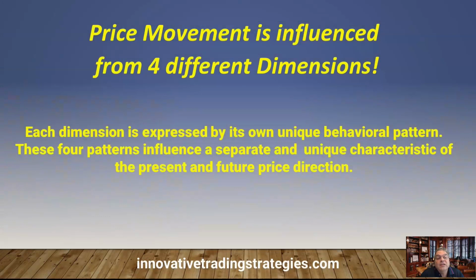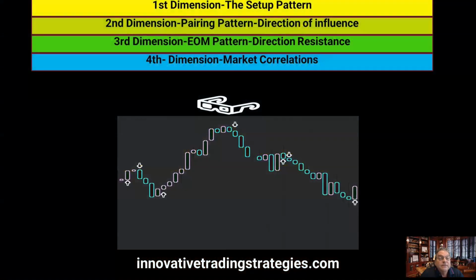So basically, price movement is influenced from 4 different dimensions. All right. There's actually a 5th dimension, but that's not part of core. We'll talk about that 5th dimension in a little bit. But there's basically 4 different dimensions. Each dimension is expressed by its own unique behavioral pattern. So these 4 patterns influence a separate and unique characteristic of the present and future price direction. Once again, all pattern based, no indicators. So basically, we have 4 different dimensions.